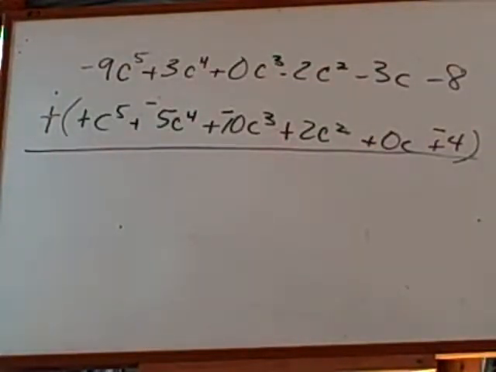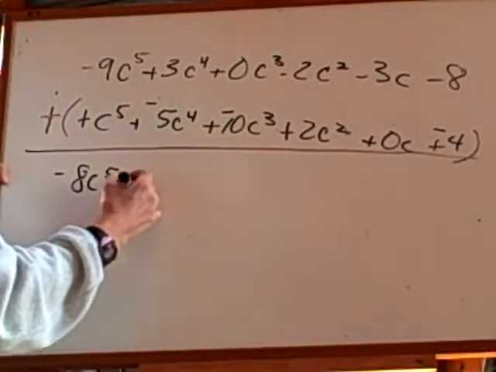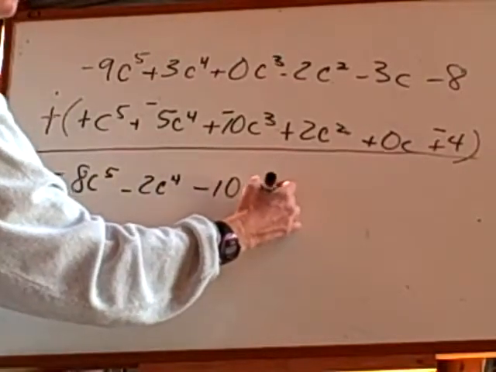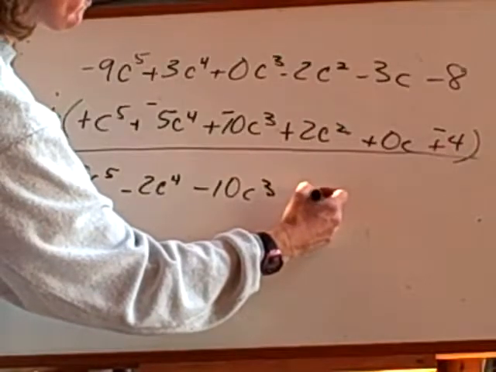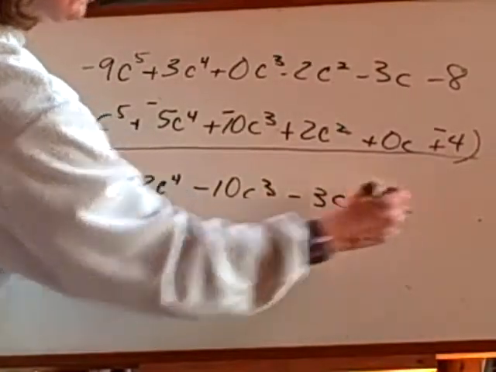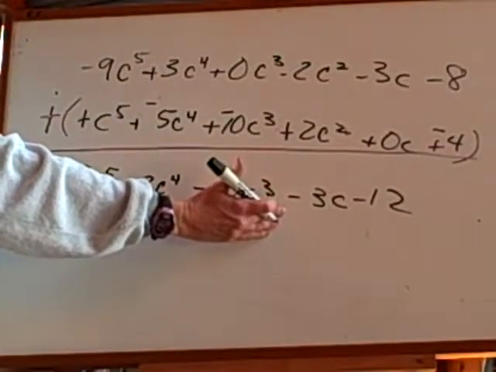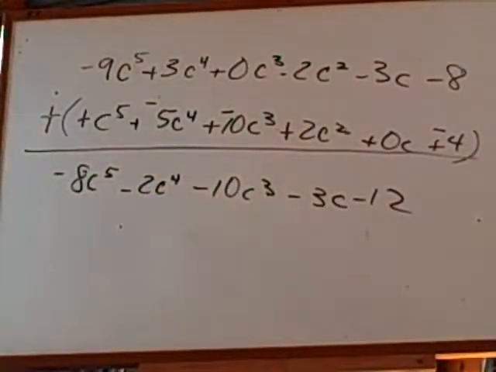And then I'm just going to add them. So let's see, negative 8c to the fifth, minus 2c to the fourth, minus 10c cubed. My 2c's end up canceling out. Minus 3c minus 12. Now, in my final answer, I don't typically put in a placeholder. I just drop the term that went away. Okay? Are we okay from that?